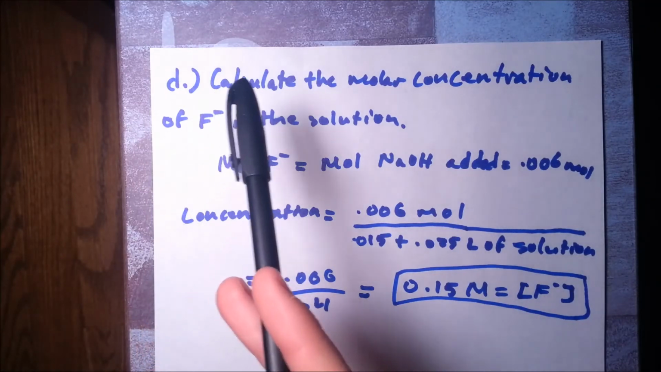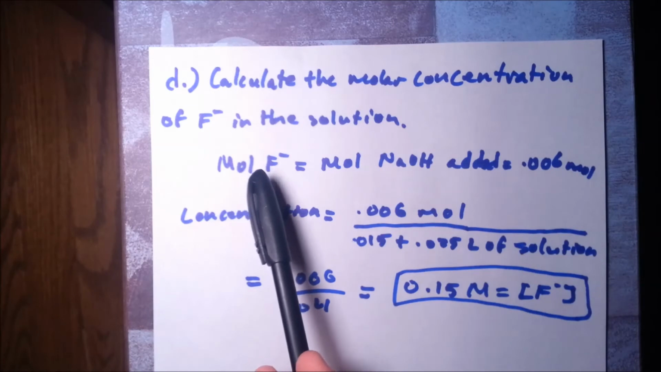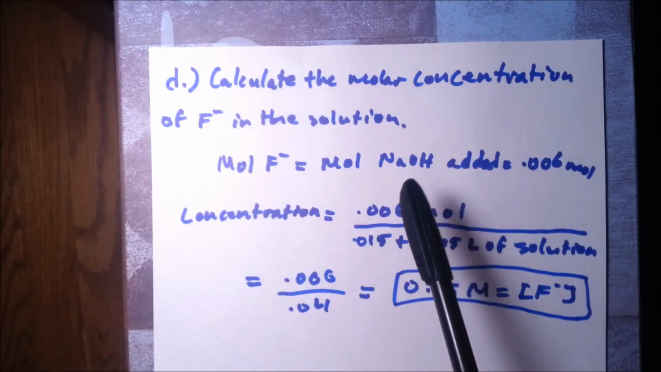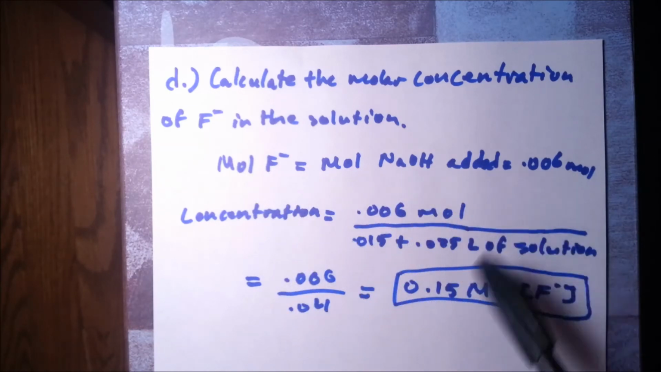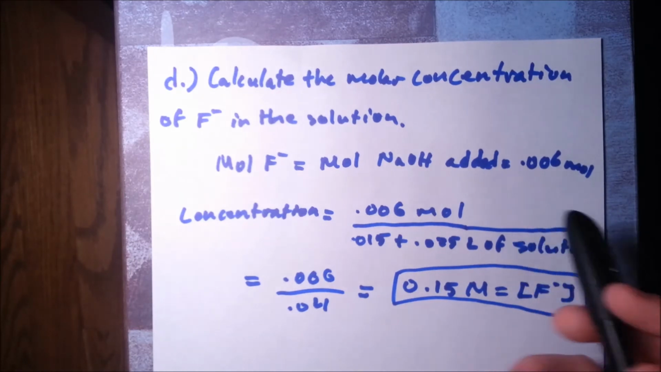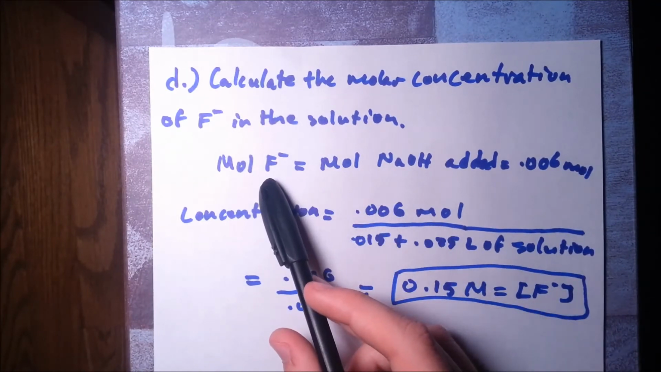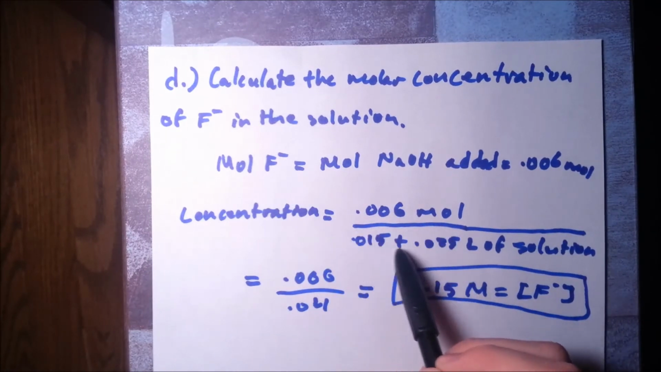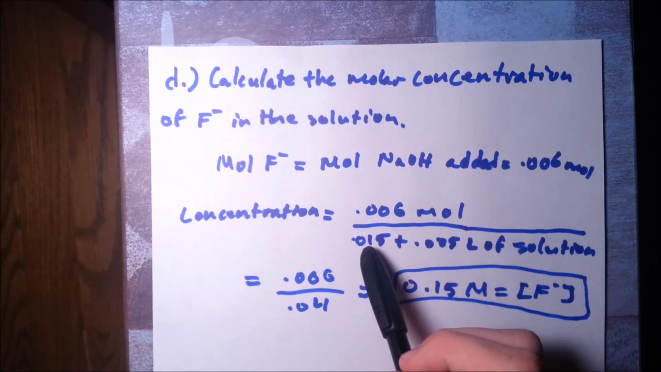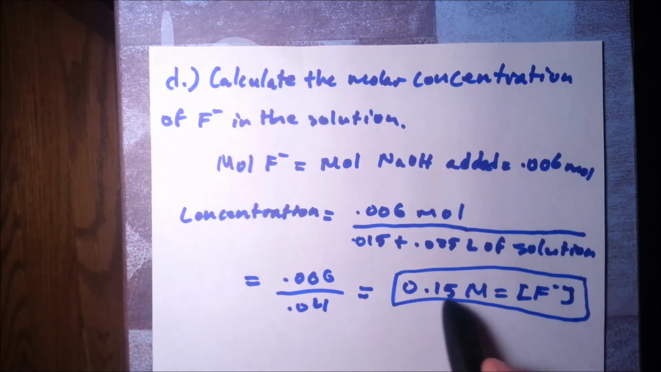For question D, we're supposed to calculate the molar concentration of F minus in the solution. So the moles of F minus are going to be equal to the moles of NaOH added, which we calculated to be 0.06 in our previous question. So, to calculate the concentration, you take the 0.06 moles of F minus and divide that by the total volume of the solution, so when you add it up, it's 0.06 over 0.04, and calculate it out to be 0.15 molar solution of F minus in our final solution.